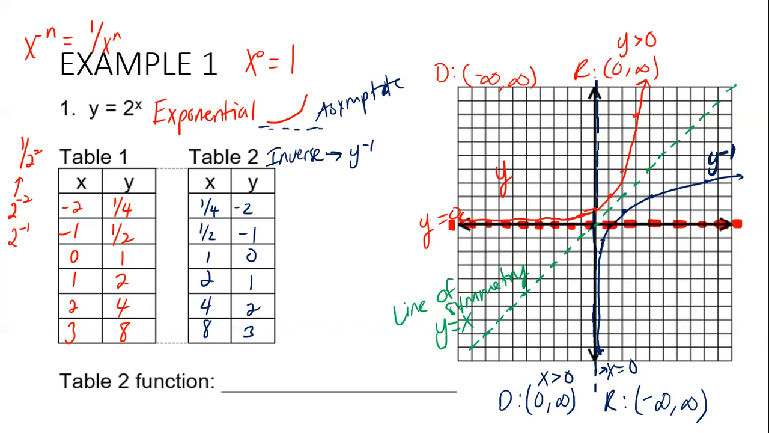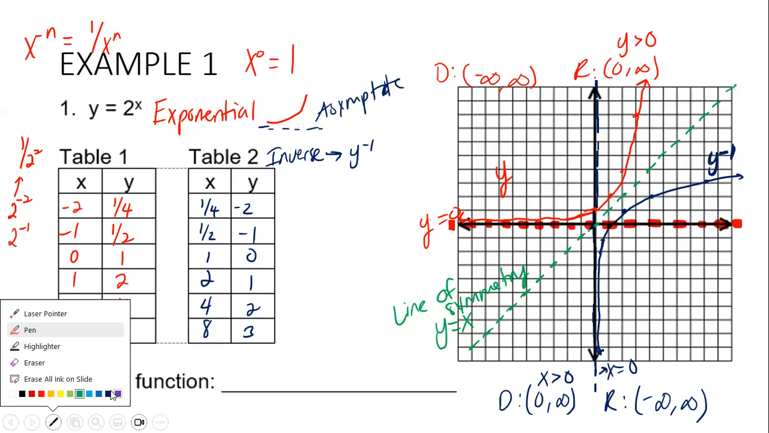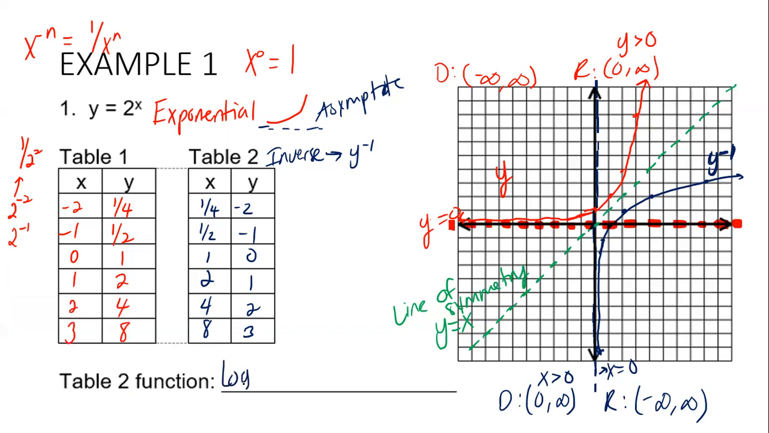Thinking about your do now, what did you use to solve your exponential? Logarithmic. This is a logarithmic function. So we put logarithmic. Okay. Can you tell? This is the shape of a log function. It's the opposite of an exponential. How do you solve an exponential? Log. How do you solve a log? Exponential, because they are inverses of each other.